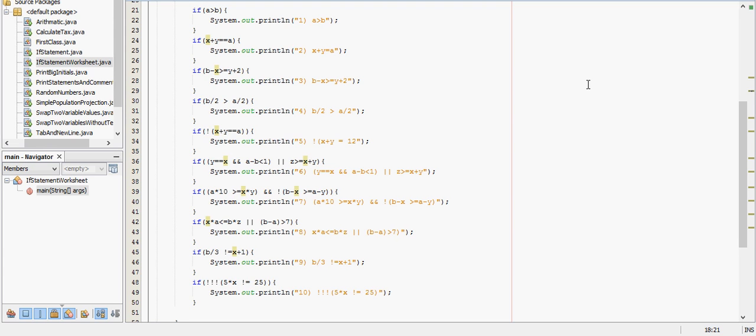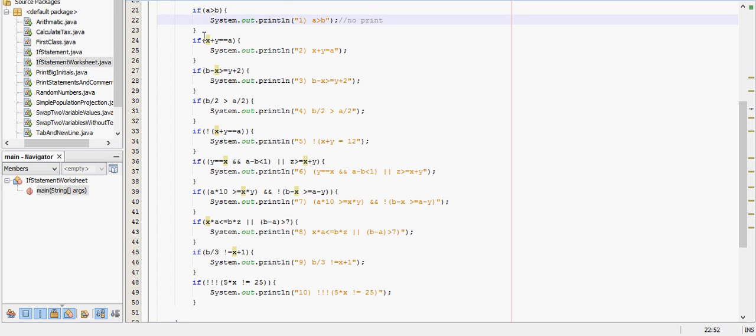I'm going to work through them just a little bit at a time and show you what will and won't print. So the first one, if A is greater than B, it is going to print. Well, A is 12 and B is 14, so it will not print, so no print.